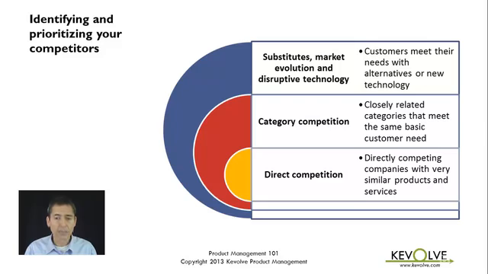Category competition. And finally, this one we're going to talk a little bit more about later, is the idea of substitutes, market evolution, or disruptive technology. This is what happens when customers meet their needs with alternatives or new technology that are pretty fundamentally different than what you're offering.